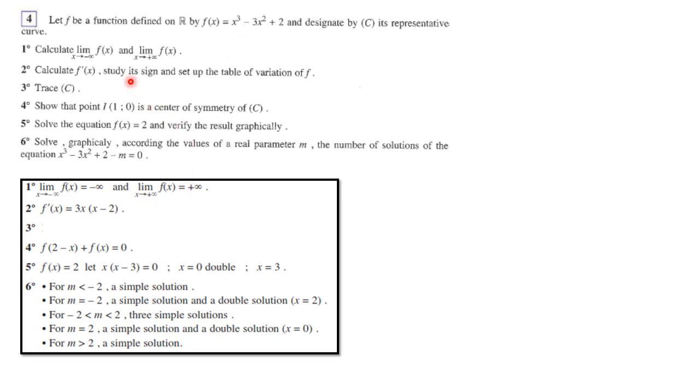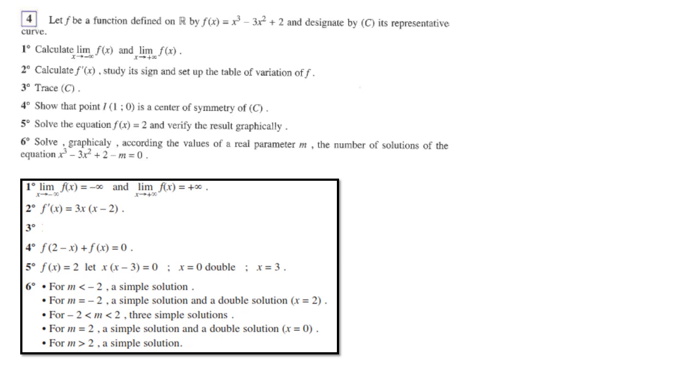As you can see, the derivative is 3x squared minus 6x. If you do the study of sign, you will get x equals 0 and x equals 2. Let us do the table of variation together. When doing the table of variation, first of all, we put the domain, which is from minus infinity to plus infinity. We put the two important points, which are 0 and 2. We write here the derivative and here the function.